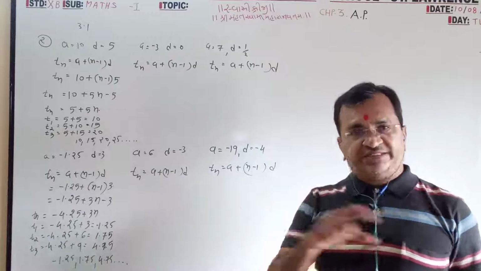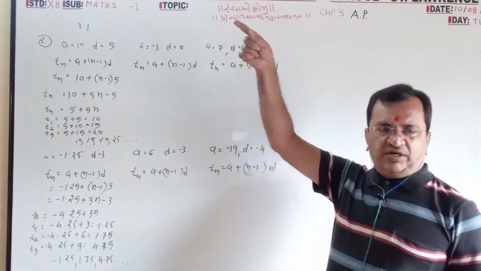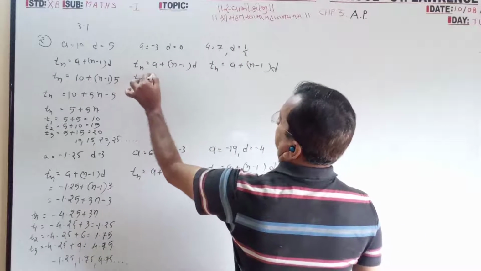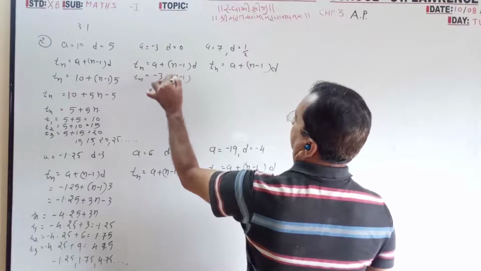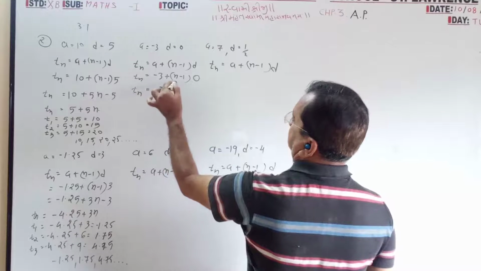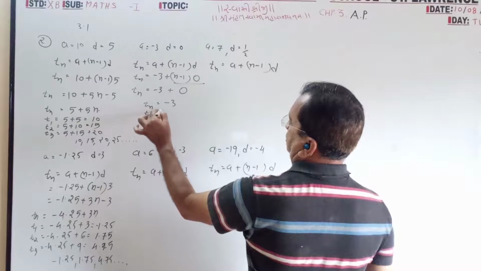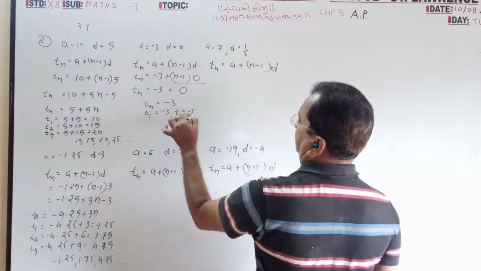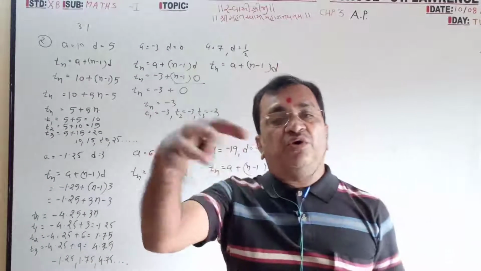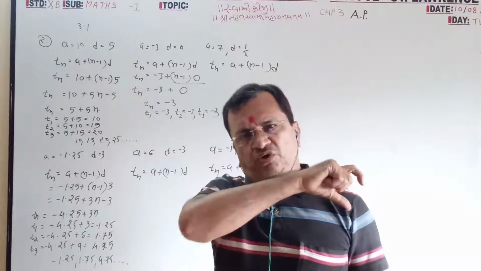We want the sequence. Previously the sequence was given, but if A and D are given, we can find out the sequence. Again Tn is A minus 3 plus n minus 1 D. Tn is equal to minus 3 plus something into 0 is 0, so Tn is equal to minus 3. So T1 is minus 3, T2 also minus 3, T3 minus 3. When difference is 0, no difference, same. 3 minus 3 is 0, 4 minus 4 is 0, 5 minus 5 is 0. So all the terms are equal.